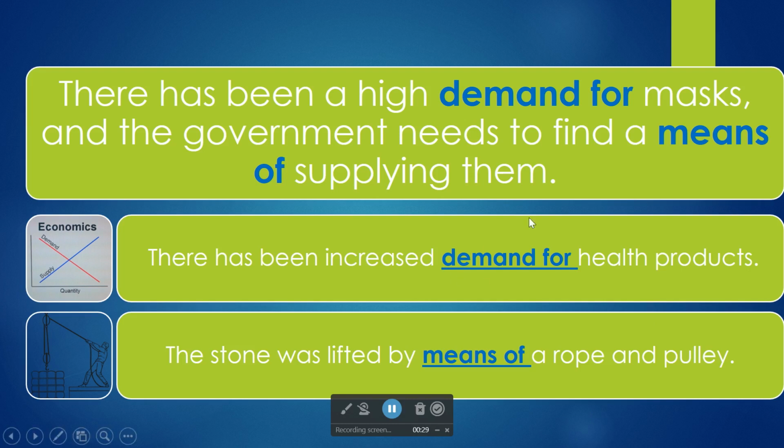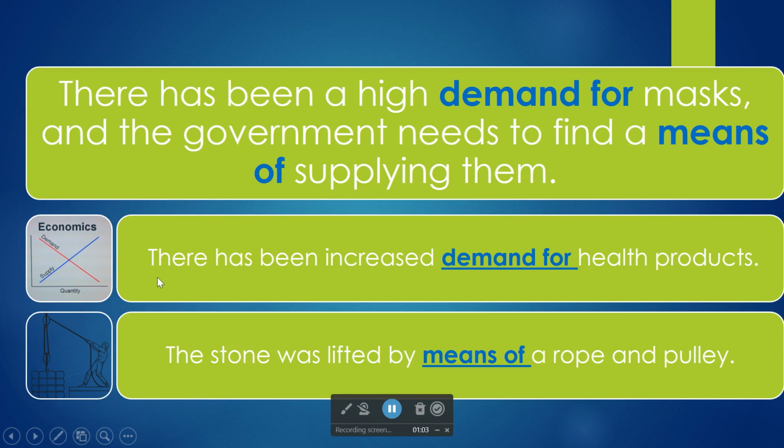So you can see in the first sentence, the demand for, so we are asking for masks. So high demand, we want lots and lots of masks. And the government needs to find the means, basically ways. You need to find a method or find a way to supply them. So they need to provide the masks to the people. Okay, so let's take a look at each phrase here.